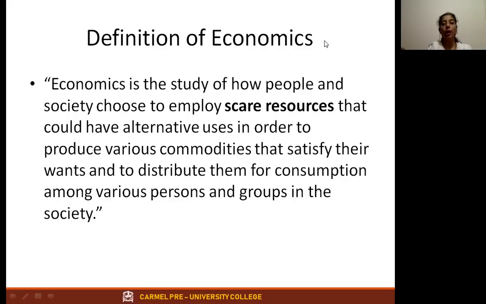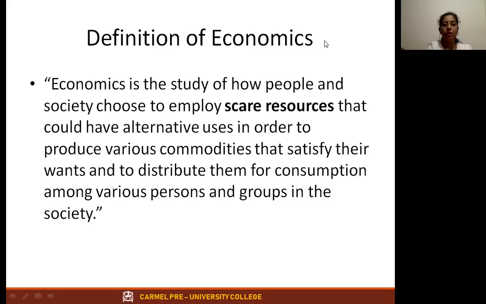Okay, among various persons and groups in the society. So economics is a study of how people and the society choose to employ scarce resources. How we are going to employ them, say for example, petrol. Petrol is a scarce resource, so alternatively we use diesel, we use LPG, we use gas. That is what it is.